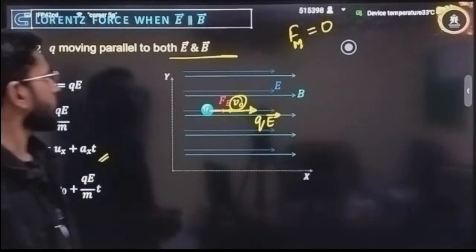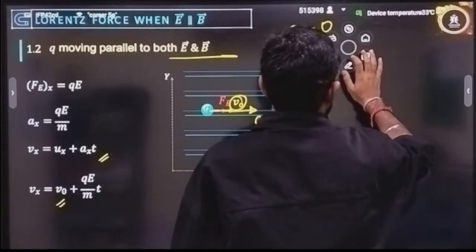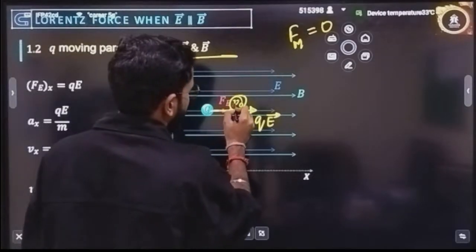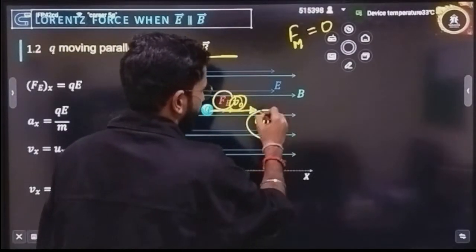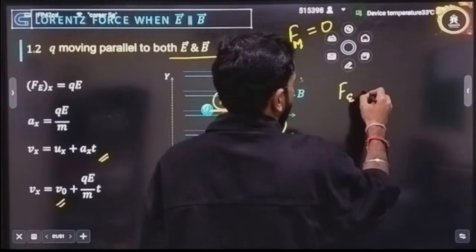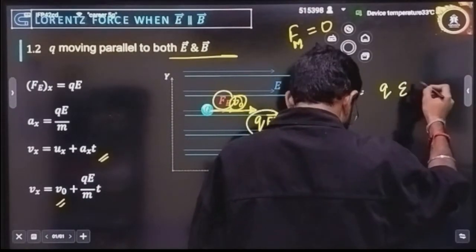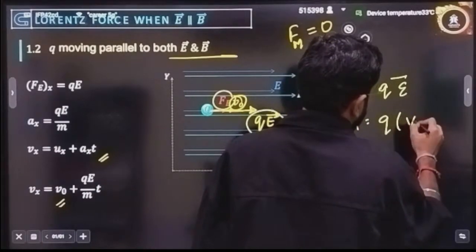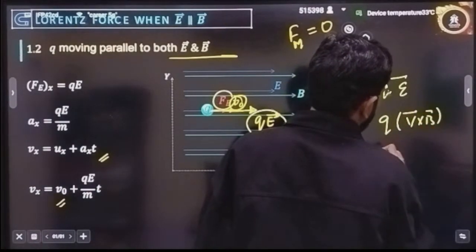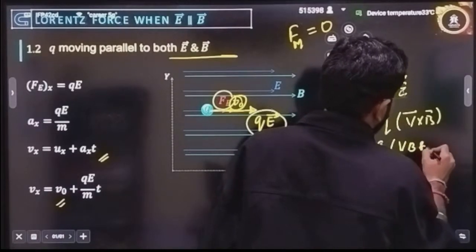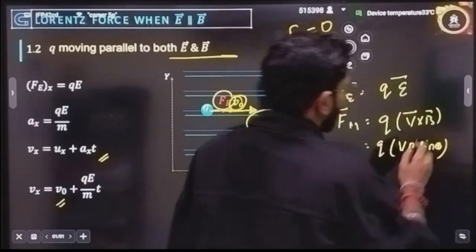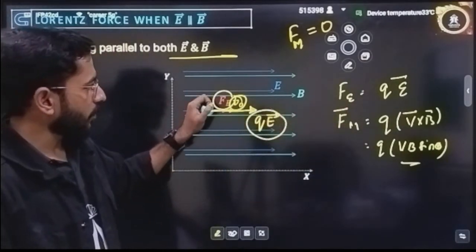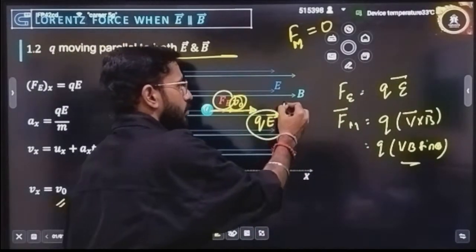Now case 2, when charge is moving parallel to both electric field and magnetic field. Now this time, how will we write the electrostatic force? Electrostatic force will be simply Q into E. And what can you write for magnetic force? Magnetic force can be written as Q into V cross B. V cross B, that means VB sine of theta. This angle theta is between the velocity vector and the magnetic field vector. What is the angle between them? Theta is equal to 0 degree.